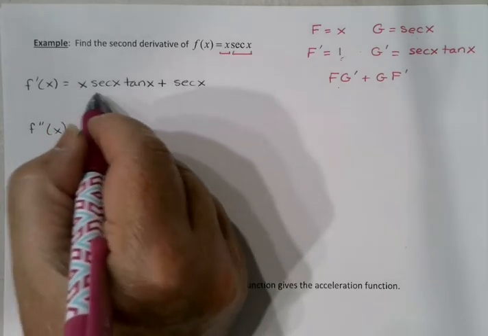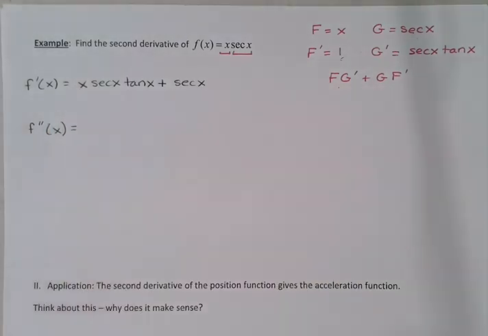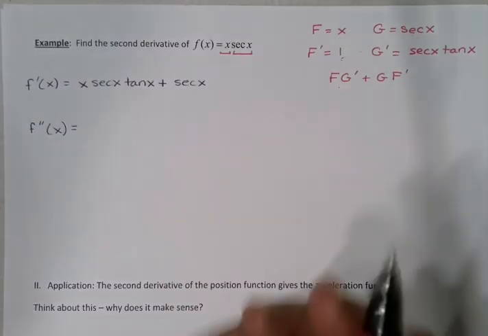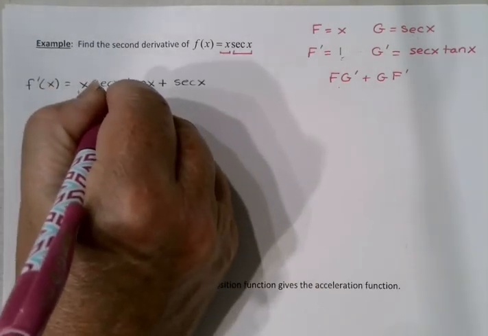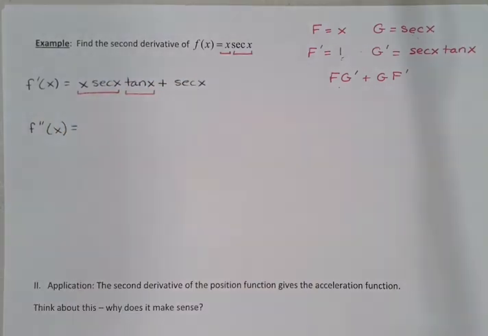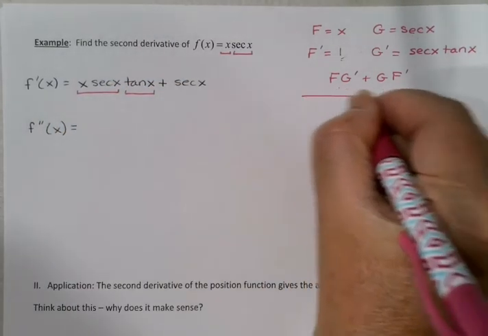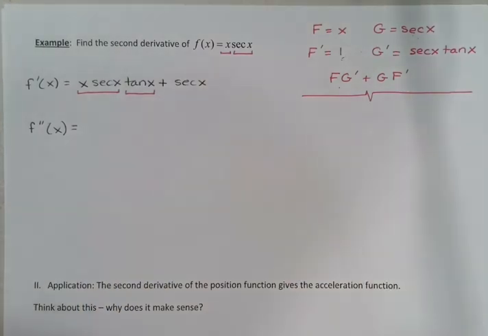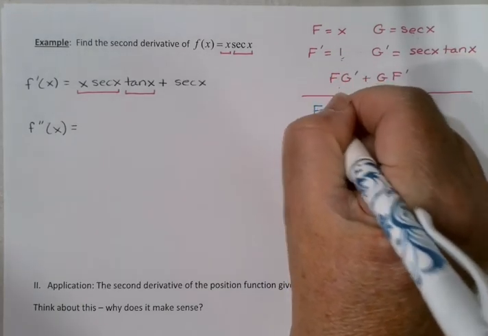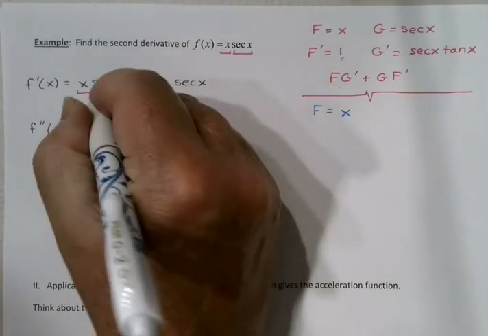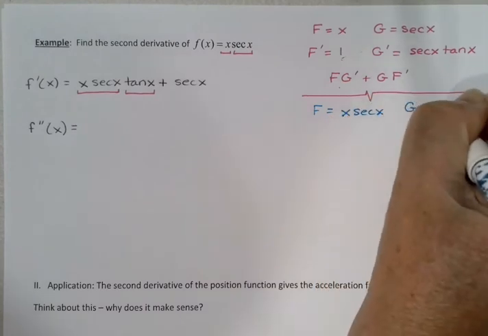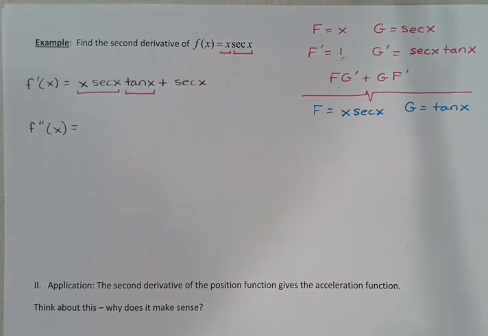Once again, when I look at this first term, I'm seeing actually kind of a double product rule here. There's really 3 factors. I'm going to let x secant x be the first, and tangent x be the second. And let's see, this time, I'll let f be x secant x. And I'll let g be tangent x.